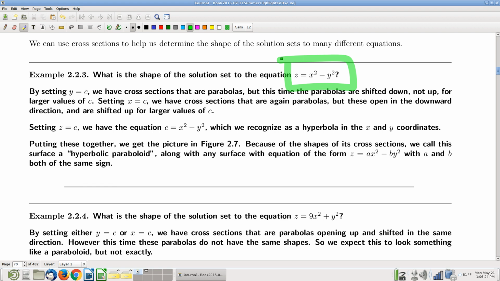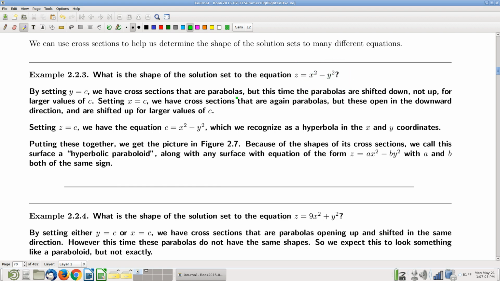What does the minus sign do? There's a temptation to underestimate the importance of that minus sign and figure, okay, well then it's just like the other thing. Maybe it's a bowl that's upside down or something. But no, this is a very, very different thing. If you carefully go through and think about what these various cross sections look like: when you set x equal to a constant, you get an upside down parabola. But if you set y equal to a constant, you just get a right side up parabola that's been shifted down.